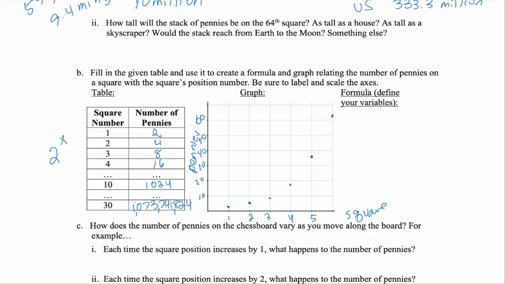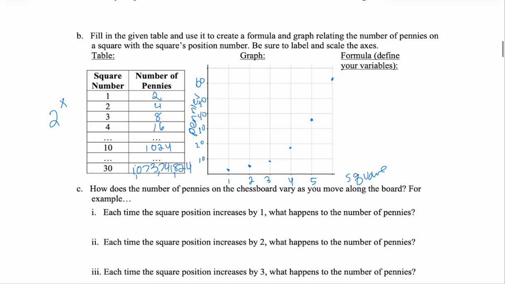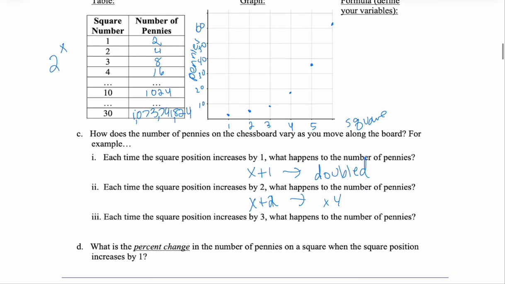Okay, so it says, how does the number of pennies in the chessboard vary as you move along the board? For example, each time the square position increases by 1, what happens to the pennies? Well, if you'll notice, for every 1 that we add on to our x, our value gets doubled. So if we increase by 2, it's going to be times 4. And if we increase by 3, it's going to be times 8.